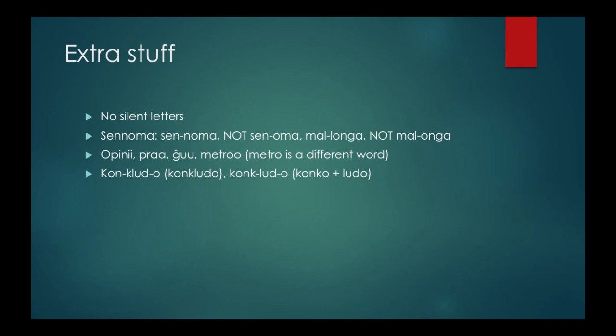Sometimes words that are spelled the same can be pronounced differently to show how the word is made. Concludo is one root, concludo is two roots, so you can change where the syllable breaks to show that it's made of two roots instead of one.